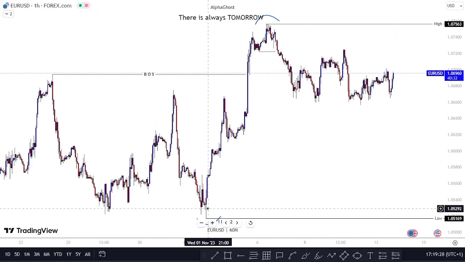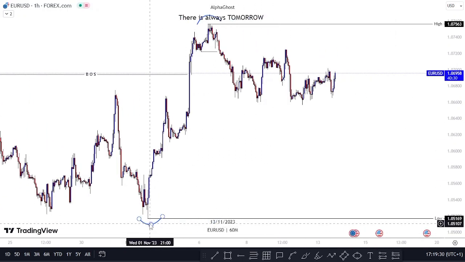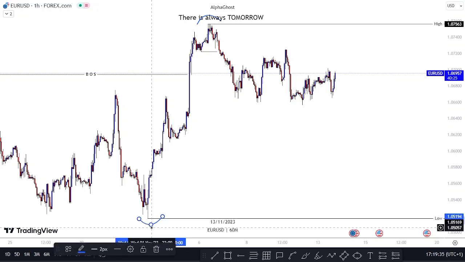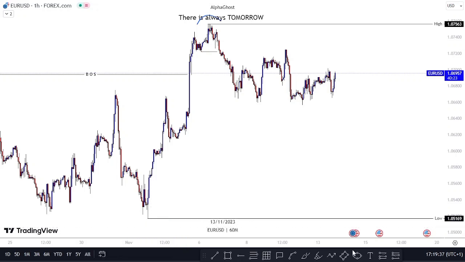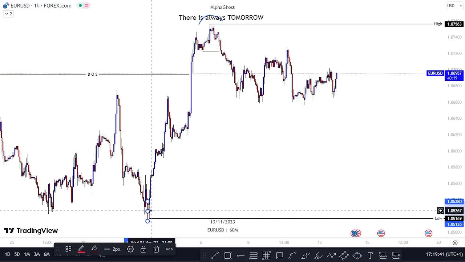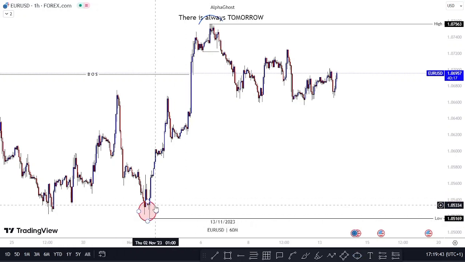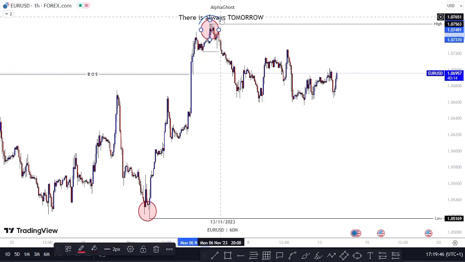As you can see here, external structure. Sorry, I said internal. This is my external structure. This is my external. This is my external structures here.